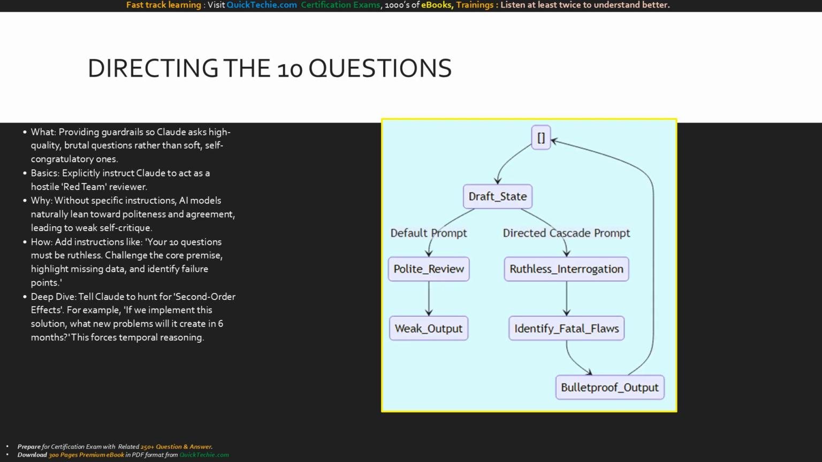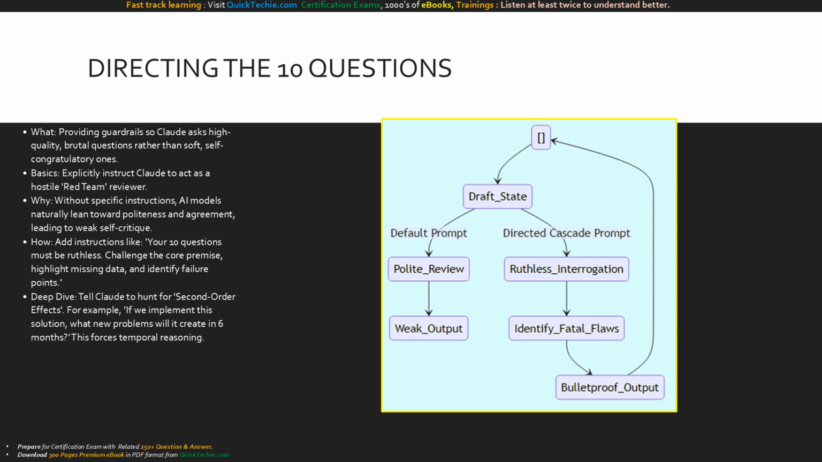A critical step in this technique is directing the 10 questions. If you just ask Claude to ask questions, it will likely ask soft, polite questions that merely validate its first draft. We must provide guardrails. You must explicitly instruct Claude to act as a hostile reviewer, sometimes called a red team. Why is this necessary? Because AI models are fine-tuned to be helpful and agreeable. You have to override this by saying, your 10 questions must be ruthless. Challenge the core premise and identify failure points.